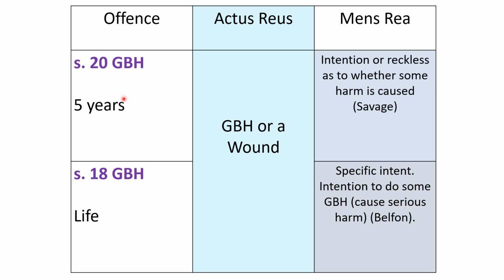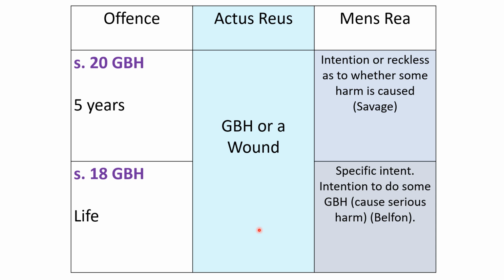So section 20 GBH is the less serious of the two offences, carrying a maximum sentence of 5 years, whereas section 18 GBH is a very serious offence carrying a life sentence. And that's quite interesting, the big difference in sentences, when you recall that the actus reus for both offences is exactly the same. So we're looking for a GBH or a wound. We don't need both, one or the other will do. But section 20 and section 18, actus reus is identical, GBH or a wound.